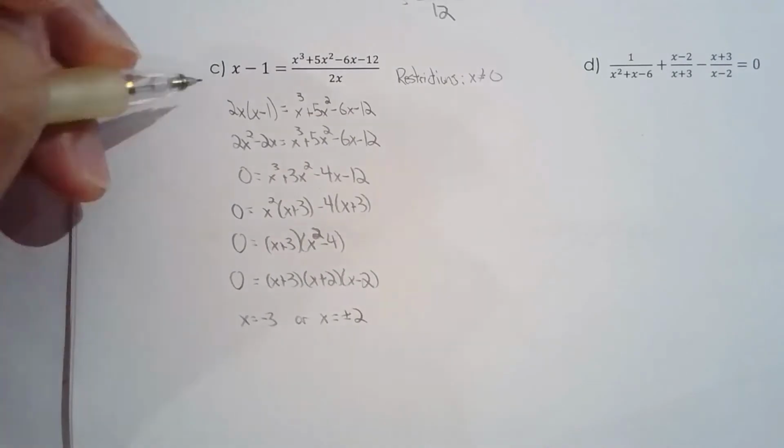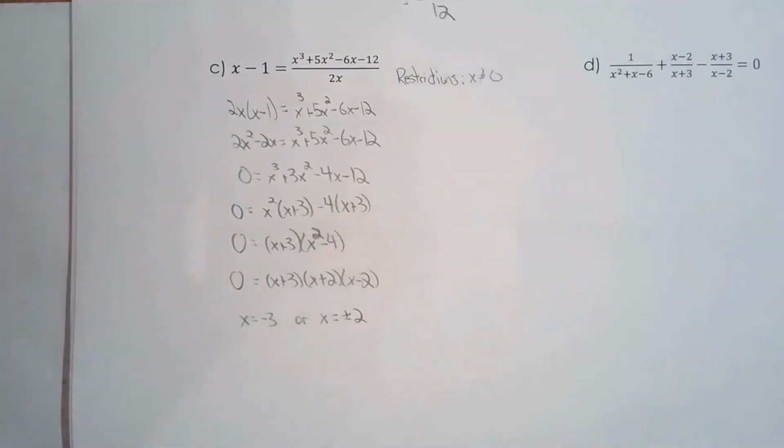Those are the three roots to this rational equation. Everything is acceptable. None of them are 0. So yeah, I checked them with the restriction. We're all good.